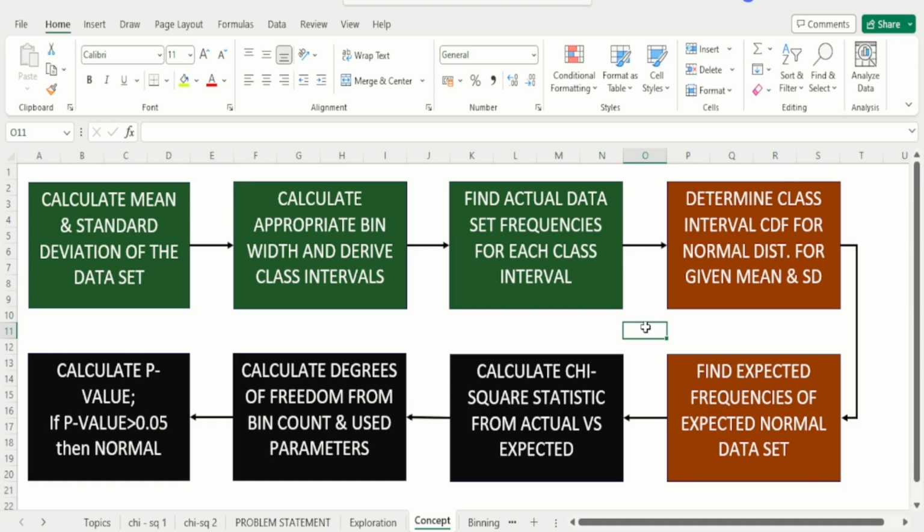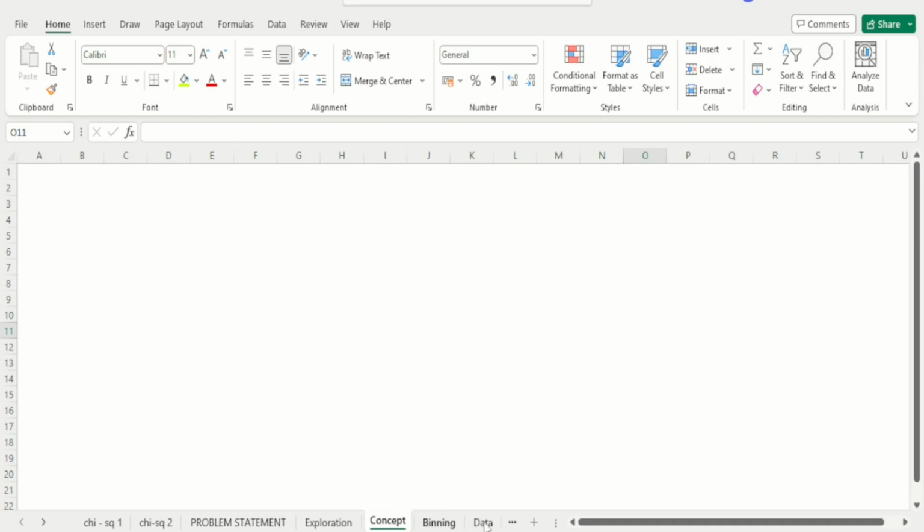you cannot prove. So what we'll be able to prove in this case, or not prove but infer, is that if the p-value is greater than 0.05, then you can infer that the data set is normal. All right, so that's the concept in general. Let's move on to the next thing, which is the concept of binning.